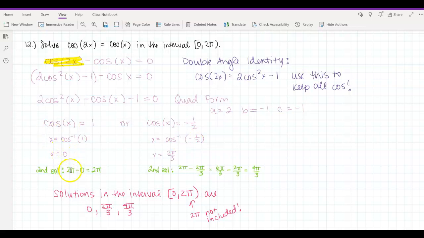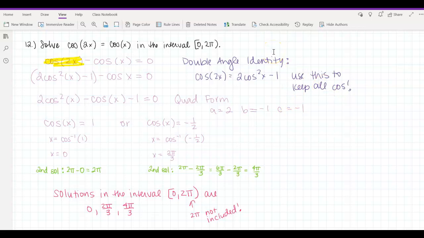And then go through and use your period minus the first solution for both to find your second solutions. So really that gives us 4 numbers, 0, 2 pi over 3, 2 pi, and 4 pi over 3. But when you look, the question asks for the interval between 0 and 2 pi, where 0 is included, but 2 pi is not included. So that means that my actual solutions are 0, 2 pi over 3, and 4 pi over 3, and 2 pi is not included in that interval.